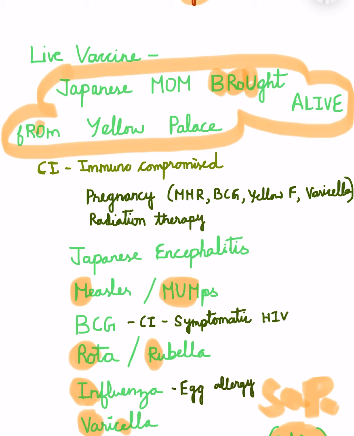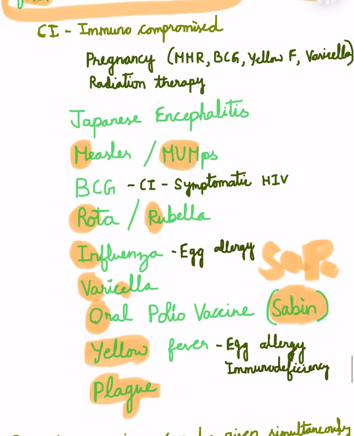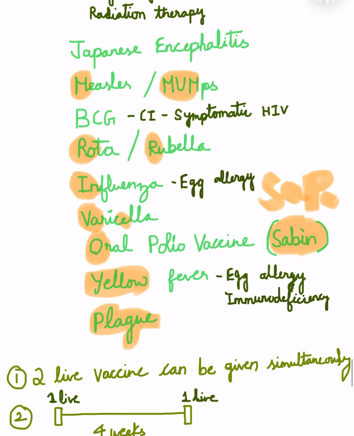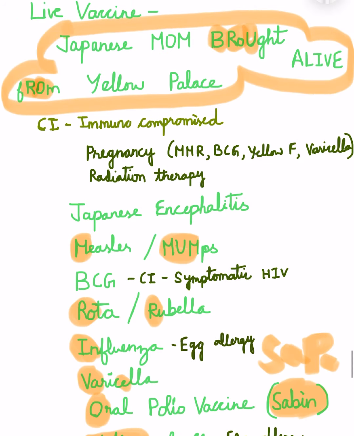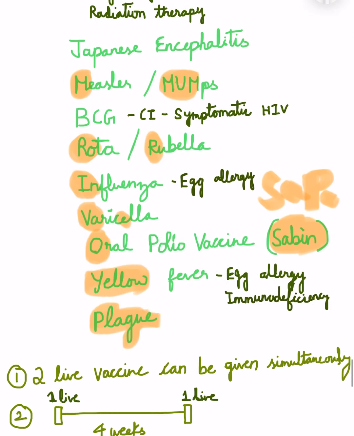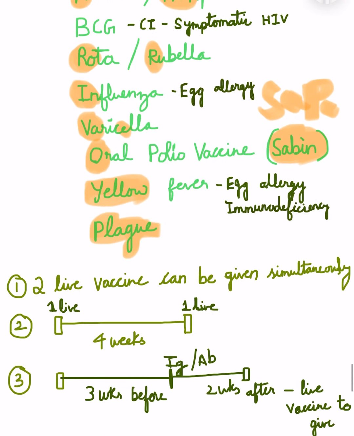Here R stands for rubella, and O stands for oral polio vaccine or Sabin. Yellow stands for yellow fever, and Plague stands for plague. These are the live vaccines. Some of the properties of live vaccines: they are the most efficacious vaccines, and they can be given simultaneously at the same visit, but not in the same anatomical site.